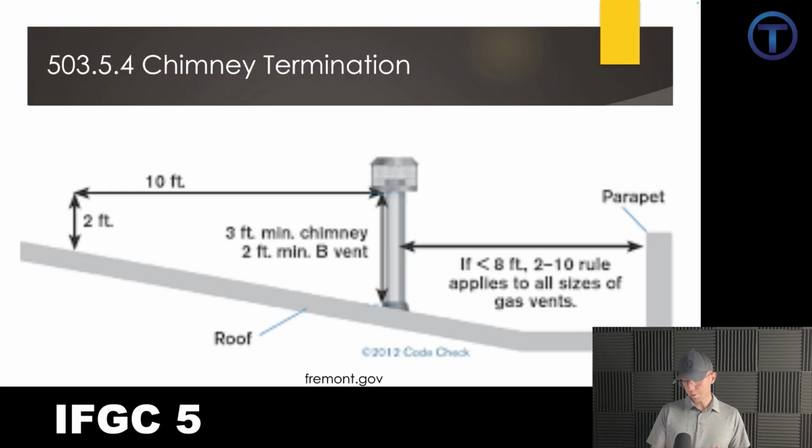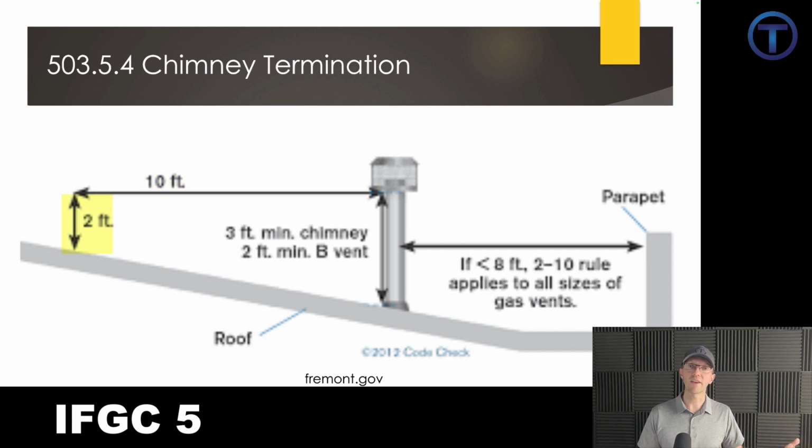Take a look at 503.5.4. It says, chimney for residential, low heat appliances, shall extend not less than 3 feet above the highest point where they pass through the roof. So at a minimum, a chimney has to go 3 feet above the roof. And not less than 2 feet higher than any portion of the building within a horizontal distance of 10 feet. So if there is a part of the building, either the roof structure or a parapet that's within 10 feet, that vent has to be 2 feet higher than that.